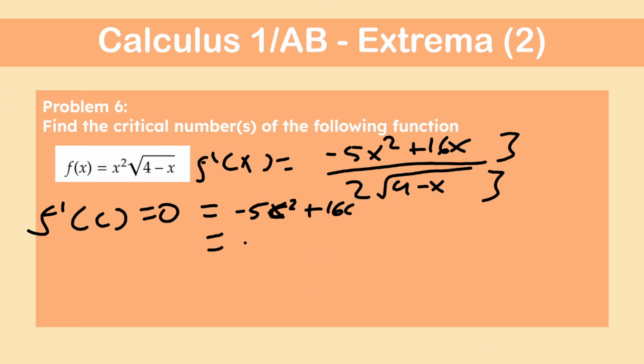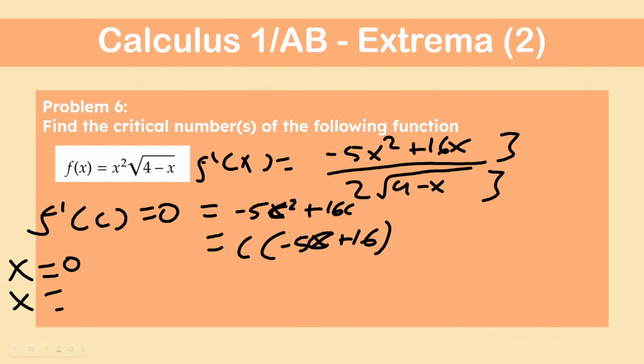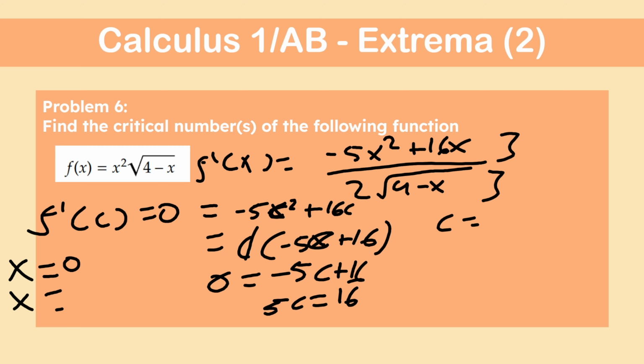We can factor out a c. I get c times negative 5c plus 16. And we have that one extrema is equal to 0. And for the other one, if we cancel out the c, we divide by c, and 0 divided by c is still 0. We have negative 5c plus 16 equals 0. 5c is equal to 16. C is equal to 16 over 5. And we get that our second critical number is that x equals 16 over 5.